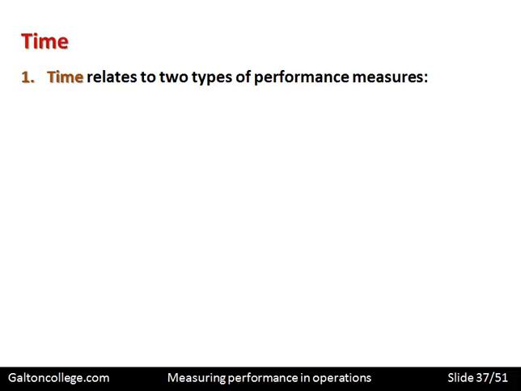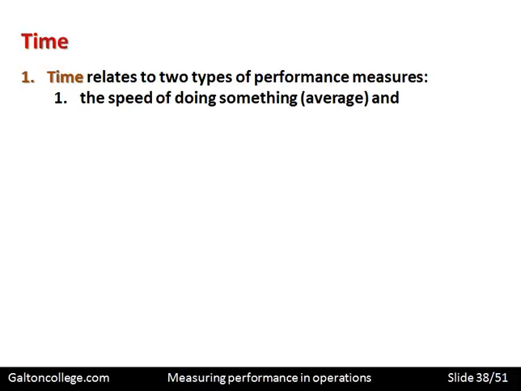Time relates to two types of performance measures. The speed of doing something, if you like, the average. So it's the speed at which we do something. So that's what we mean by time. How long does it take us to do it? What's the speed of doing it? So if we're making a product, how long does it take to make the product from start to finish? That's what we mean by speed.